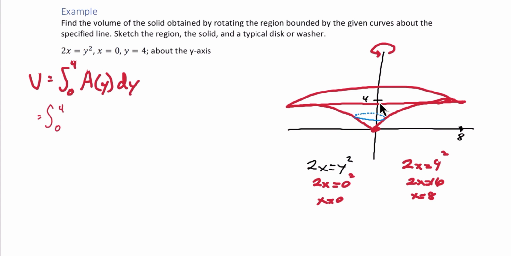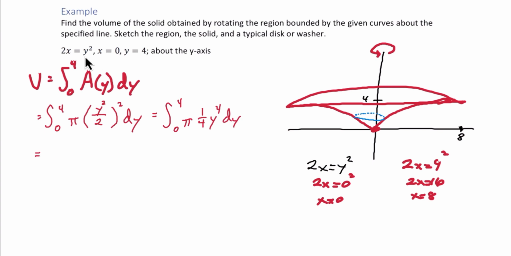The area of that circle is pi times the radius squared. The radius of that circle, if we solve for x in this equation, we get y squared over 2, dy. Simplifying this, we get the integral from 0 to 4 of pi times 1/4 y to the 4th dy.